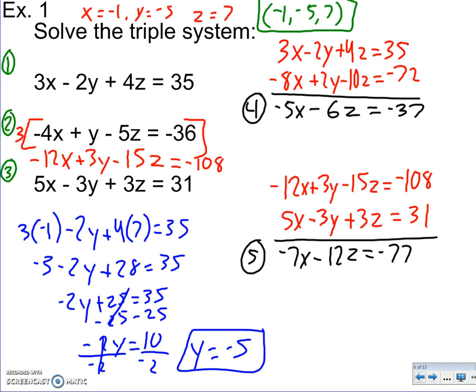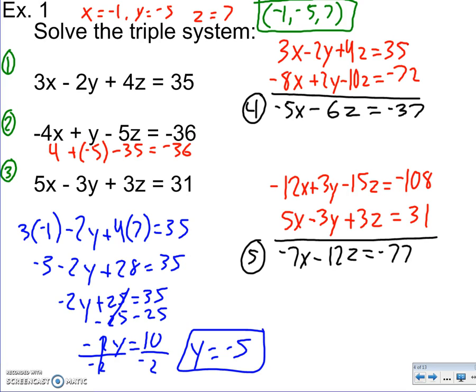Now, it'd be really nice to check. Plug into 1 to 3. If it works out, then you probably got all 3, right? So let's plug it into equation 2. Negative 4 times negative 1 is positive 4, plus negative 5, that's y, and negative 5 times 7 is negative 35, equals negative 36. If I combine terms, 4 minus 5 is negative 1, negative 1 minus 35 is negative 36, equals negative 36. That is true, our answer is correct.